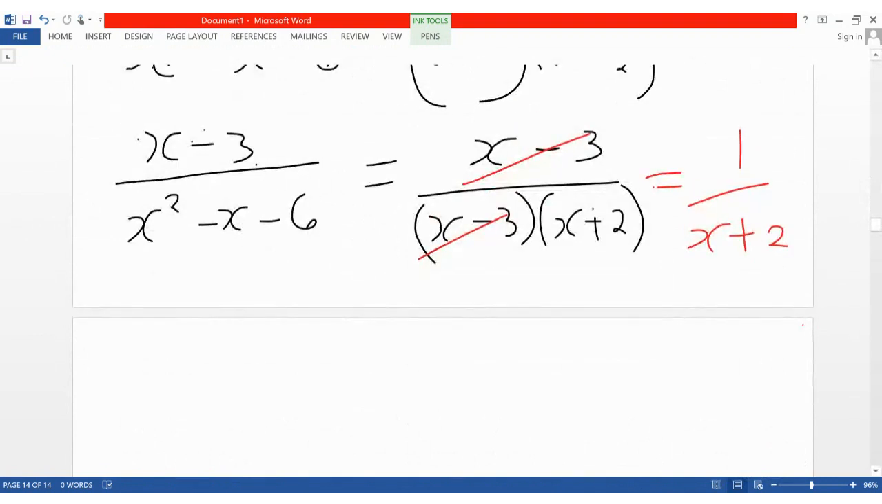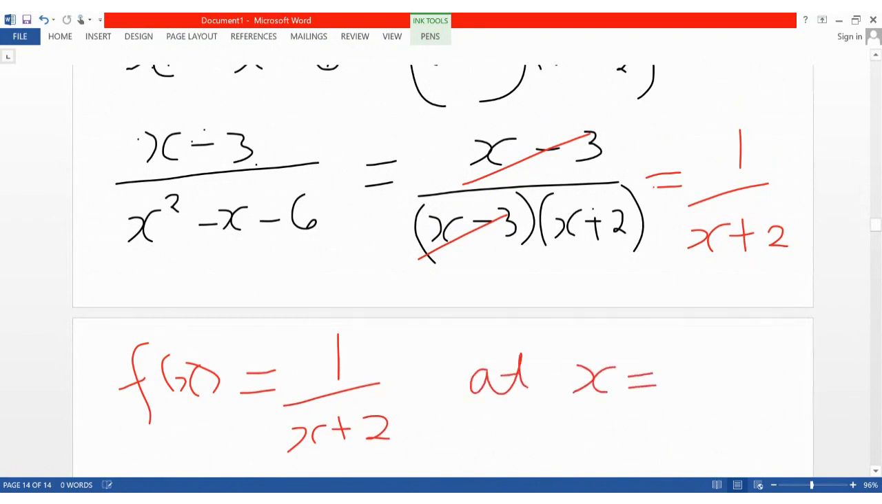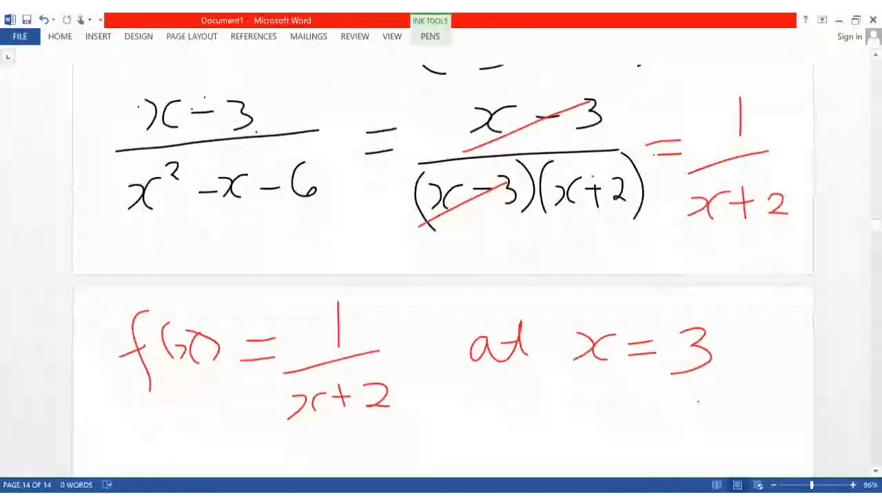So now we can check if our new function, f of x equals 1 all over x plus 2, is continuous at x equals 3. Now we have a simplified function, so we see if it's possible to check for continuity.